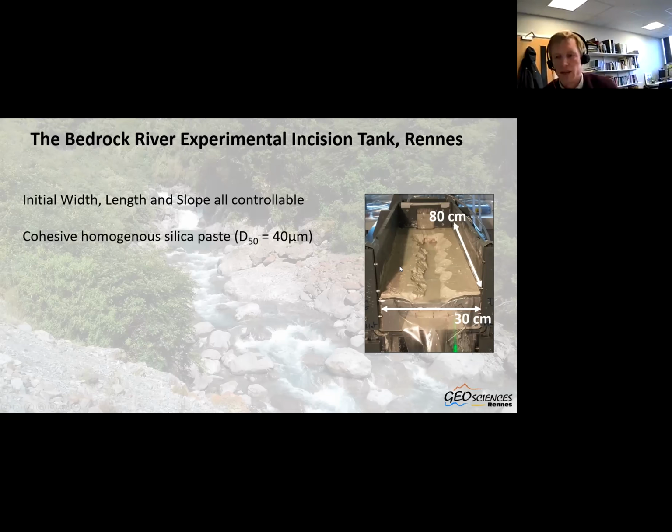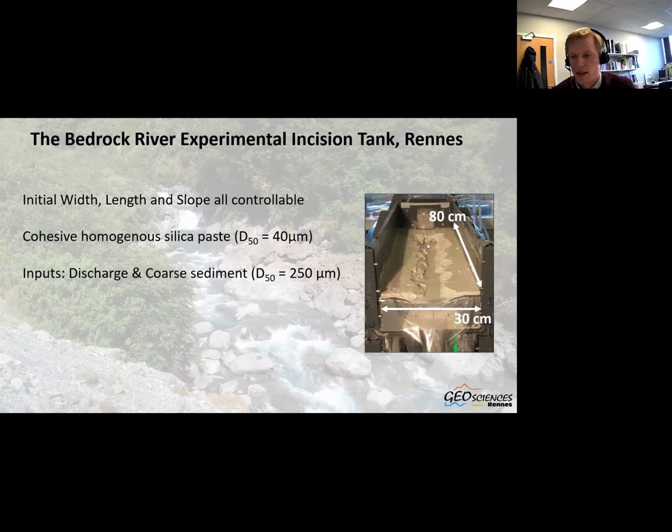This white material that you can see in the photo is a cohesive homogeneous silica paste with a really fine grain size. Effectively, this silica, when you mix it with water, becomes cohesive, so it behaves more like a bedrock channel rather than just using normal sand, where we'd only get an alluvial channel in the flume. We can control the amount of water coming in from the top. The water's flowing towards us. This is a reservoir at the top, and we also have a sediment feeder set up, which can add sand to the system.